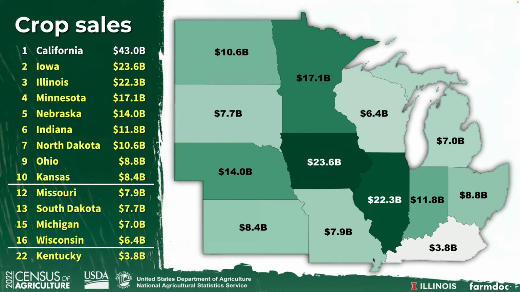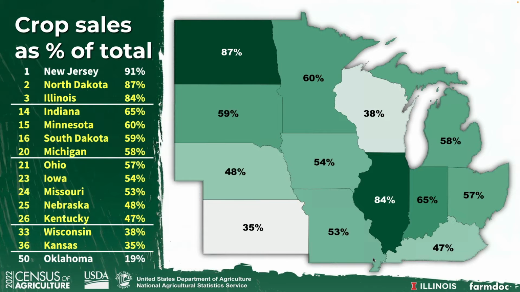If you just restrict it to crops, California is still the big gun, Iowa number 2, and Illinois 3. Now let's look at the percentage: crop sales compared to the total. New Jersey comes out on top, and Illinois is 3. North Dakota filling in number 2.